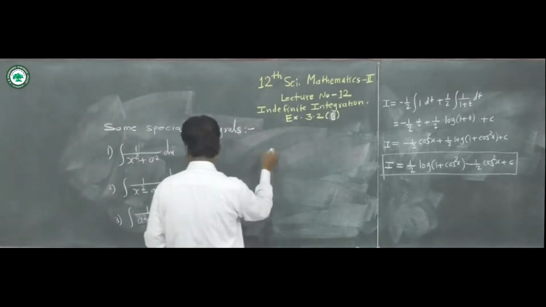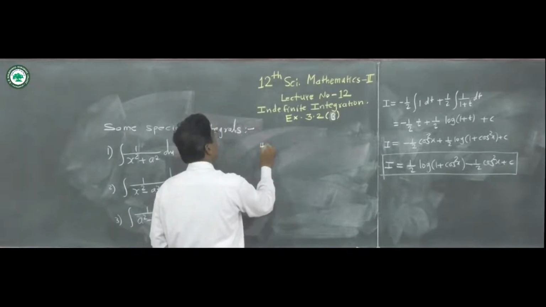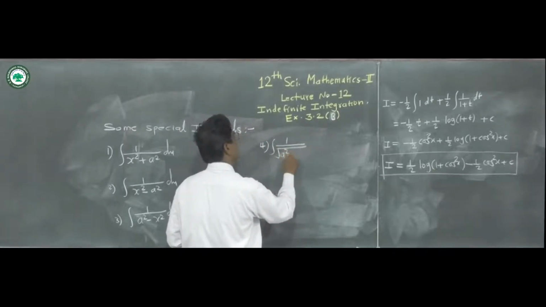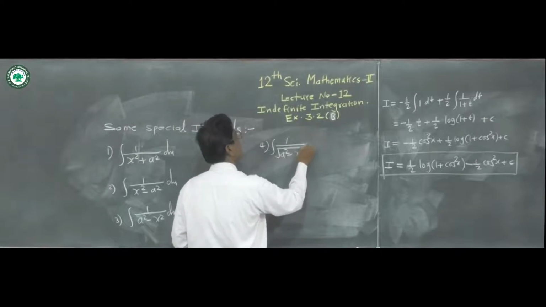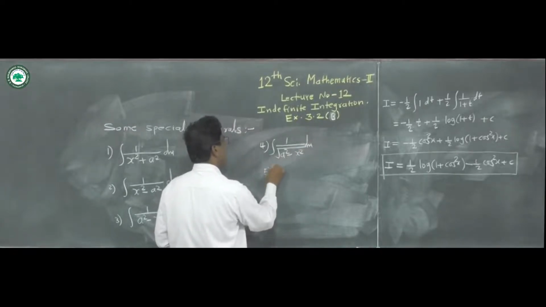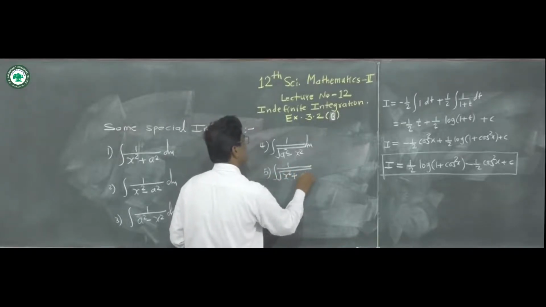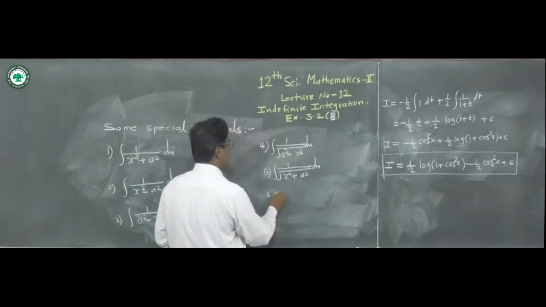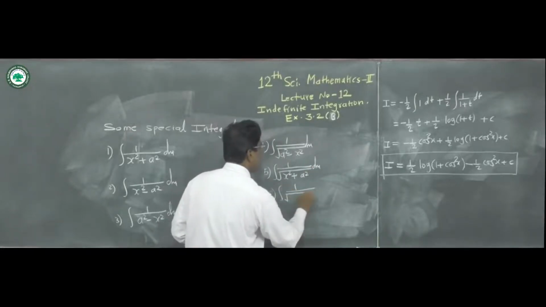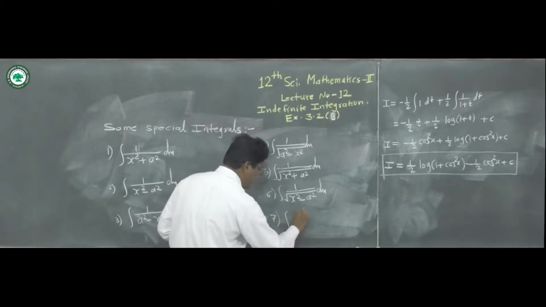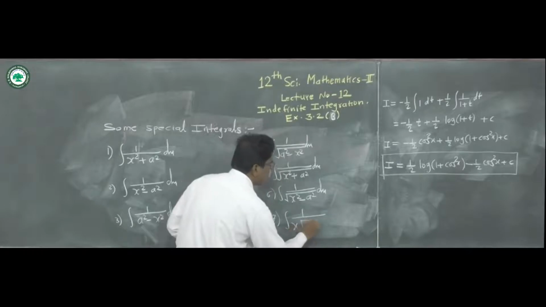Fourth formula: integration of 1 upon root of a square minus x square dx. Fifth one: integration of 1 upon under root of x square plus a square dx. And sixth one: integration of 1 upon under root of x square minus a square dx. And seventh one: integration of 1 upon x into root of x square minus a square dx.